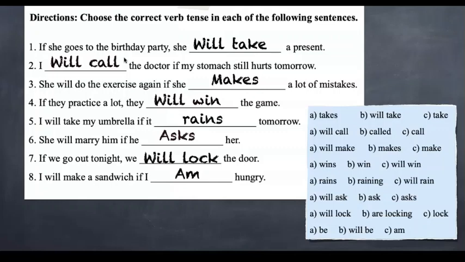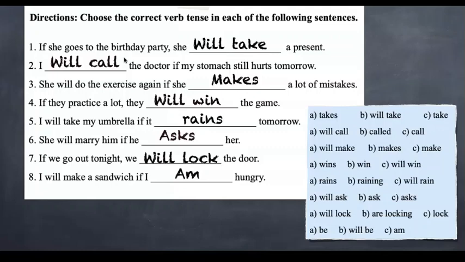Now, number 2, I will call the doctor if my stomach still hurts tomorrow. So, because you don't start with if, you have to start with will. Yes? 3, she will do the exercise again if she makes a lot of mistakes. You start with will, you have to continue the grammar about if. That is because it's third person, you have to use makes. 4, if they practice a lot, they will win the game. Again, you have if, you have to continue with will. 5, I will take my umbrella if it rains. Exactly, rains is because we are talking about it.